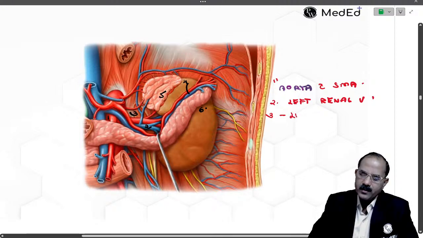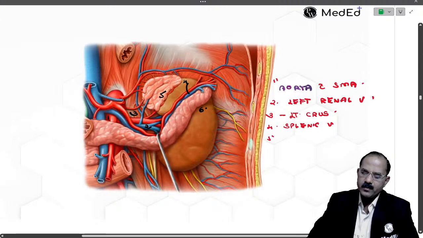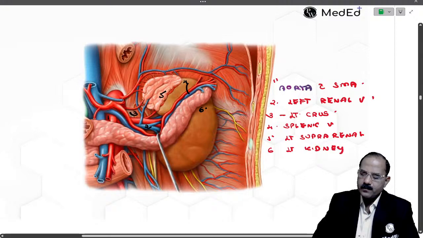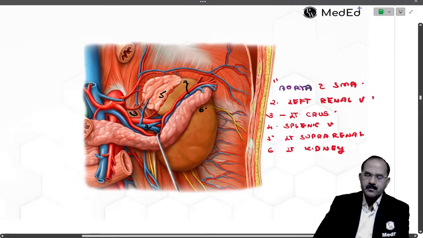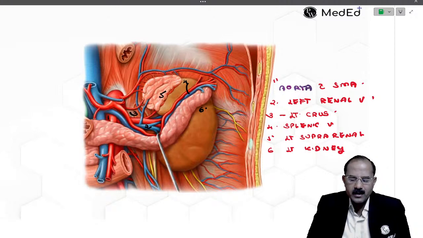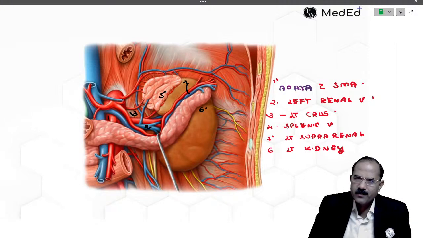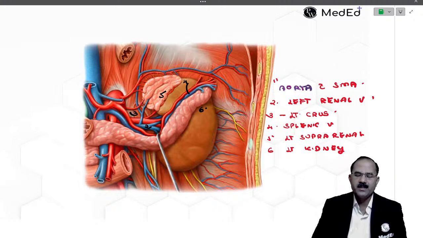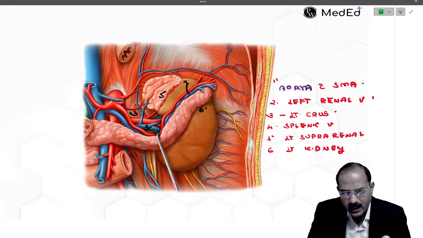Number 3 is the left crus of the diaphragm. Number 4 is the splenic vein. Number 5 is the left suprarenal. Number 6 is the left kidney. That's it. So the posterior relations of the body of the pancreas, from the right to the left side: the aorta with the origin of superior mesenteric artery, the left renal vein, the left crus of the diaphragm, the left kidney, the left suprarenal gland, and the splenic vein.